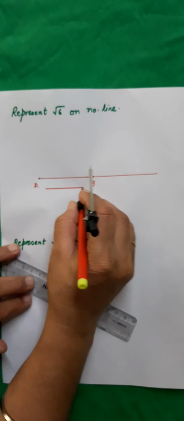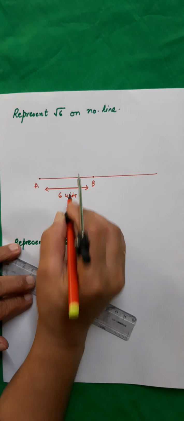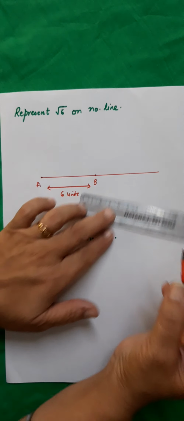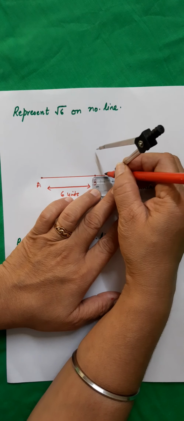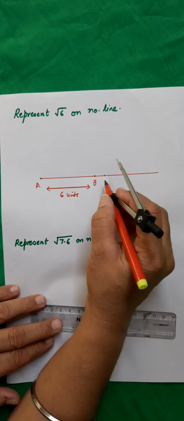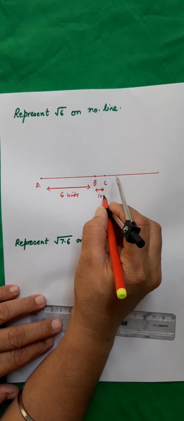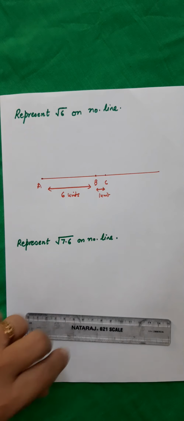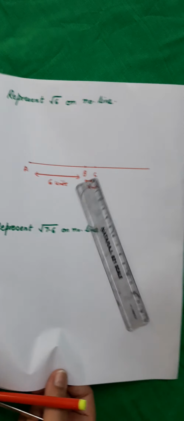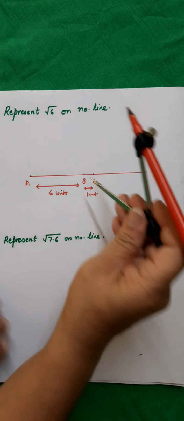These are my 6 units, right? And then after that I have to mark one extra unit. I'll mark one extra unit and call it C. This is 1 unit. Next step is that I will be drawing the perpendicular bisector of AC.